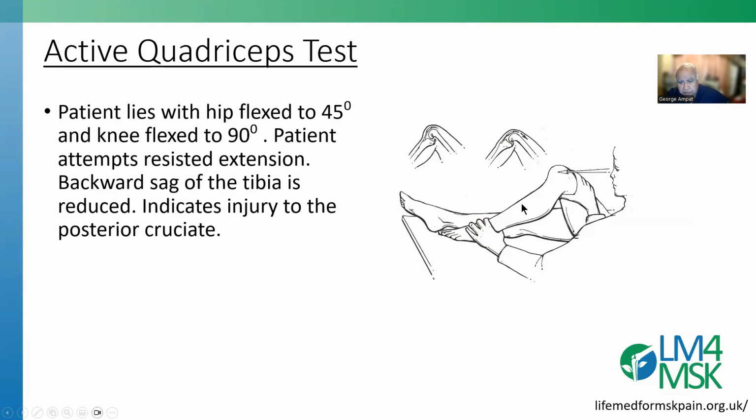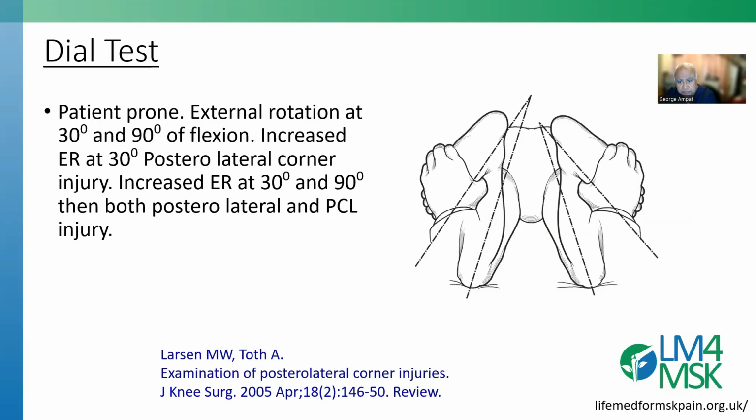So you have a posterior sag. You hold on to the ankle and ask the patient to straighten the knee. The first part that happens is the sag corrects. So like this, there is a sag, it corrects first. As the patient pulls on the quadriceps, it pulls the tibia forward and only then does the knee become straight. So that is the active quadriceps test, and that's one of the tests to identify whether the posterior cruciate ligament is damaged.